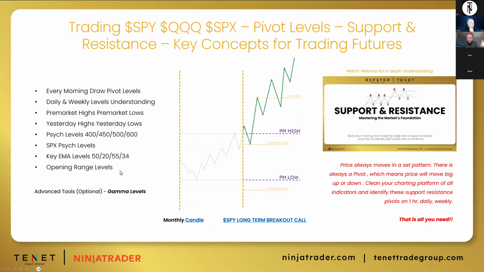The key EMAs I use, which we will go through later, are 50, 20, 55, 34. Opening levels are very important as well. Psychological levels are very important when SPX is trading at 6,000, SPY is trading at 500, QQQ is trading at 600. So you need to use those psychological levels to make your futures trading more effective as well.